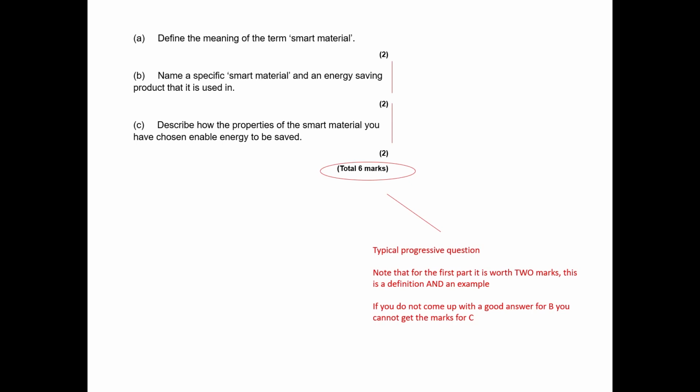Okay, so 6 marks. This is a typical progression question. So name a material and then give an application and say why it is as well. It's worth bearing in mind that if you get A wrong, you then can't get B or C right. So please make sure you bear that in mind. Also worth pointing out, define the meaning of the term smart material is 2 marks. So it needs a little bit more of an explanation. It's a definition and an example, and then you can use that example in B, and then in C, explain yourself in a bit more detail as well.